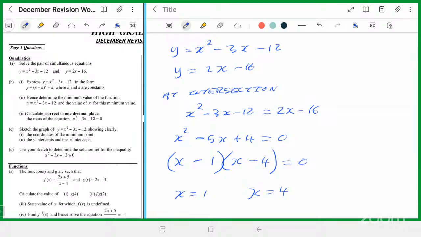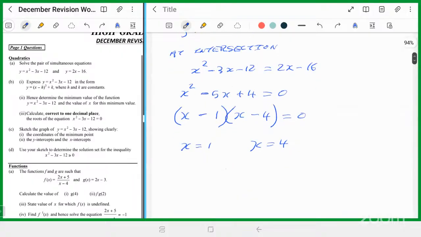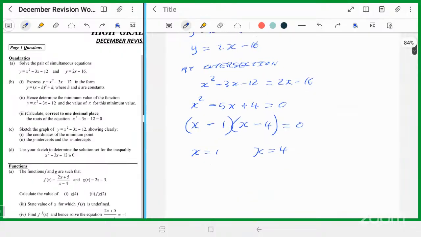But we're not finished as yet. We have to find a y value to go with this and a y value to go with that. So we always substitute in the easier equation, which is the line equation. Most times the line equation is the easier equation. So we're going to substitute in that equation to find the y values to go with each of these. So we're going to sub into y equals 2x minus 16. So we're going to put x equals 1 in there first. When x equals 1 at this point, y is equal to 2 times 1 minus 16. That's 2 minus 16, that's negative 14.